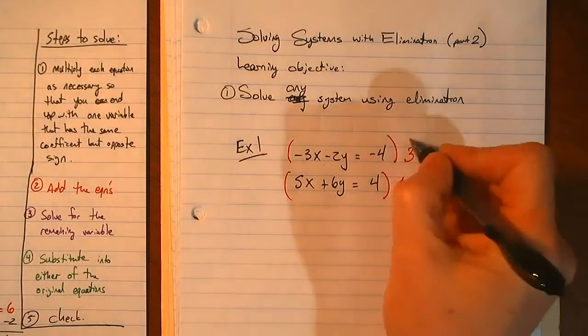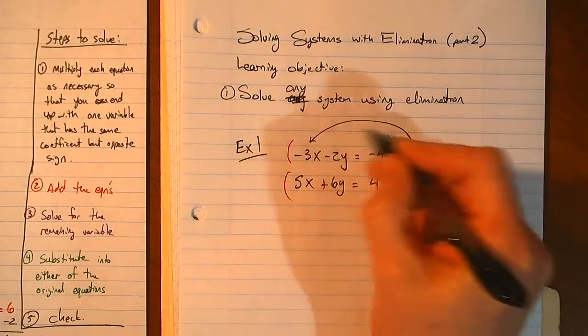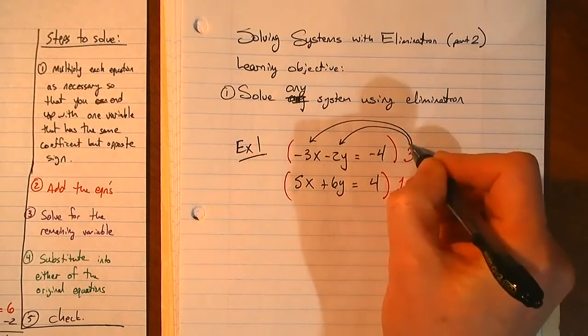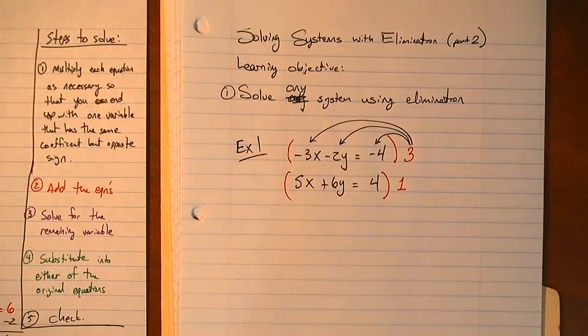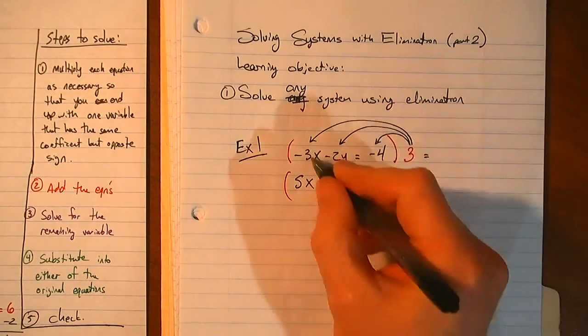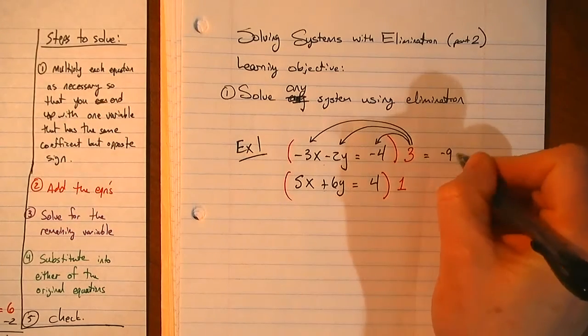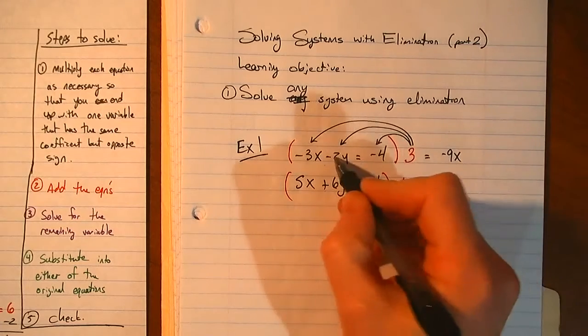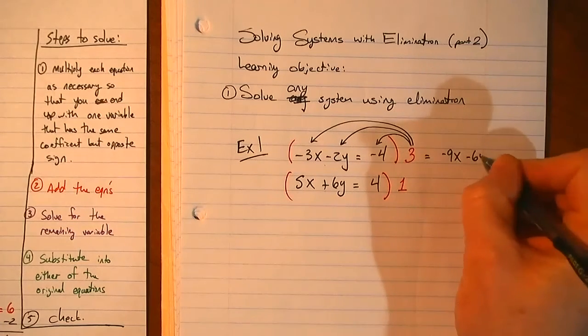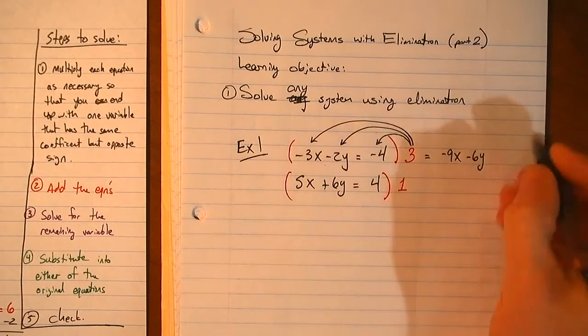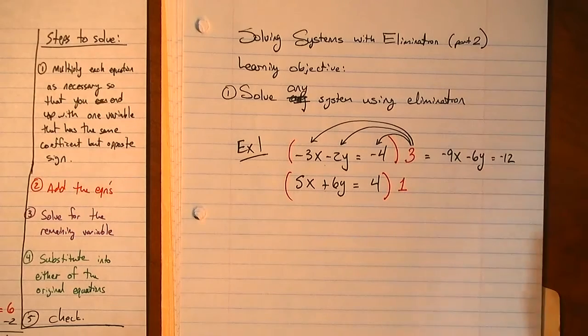Okay, but in the top, we're going to distribute this 3 to all the bits and pieces of that equation there. So a 3 times negative 3x gives me a negative 9x. A 3 times negative 2y gives me a negative 6y. And a 3 times negative 4 gives me a negative 12.